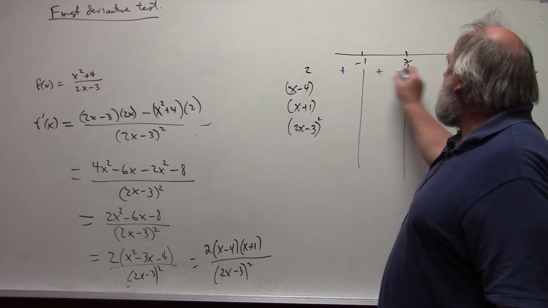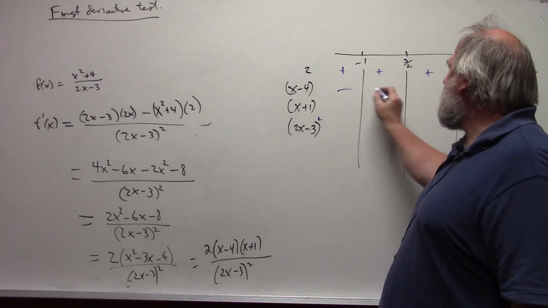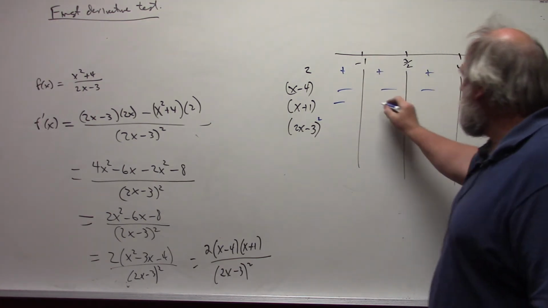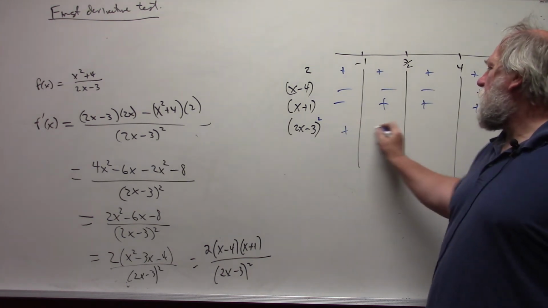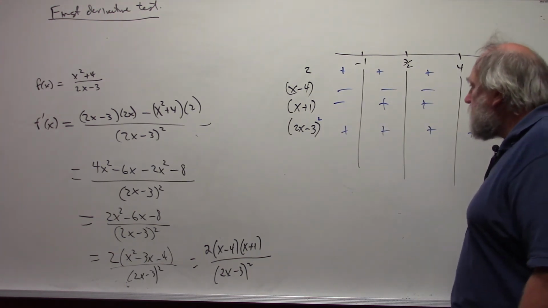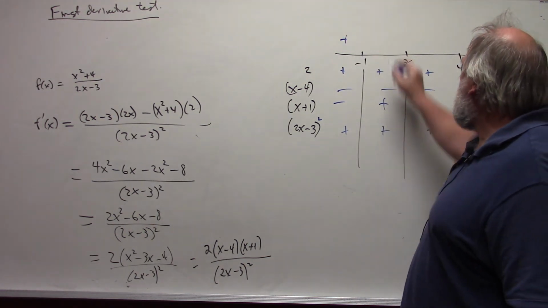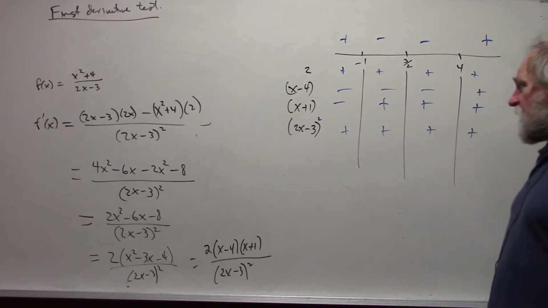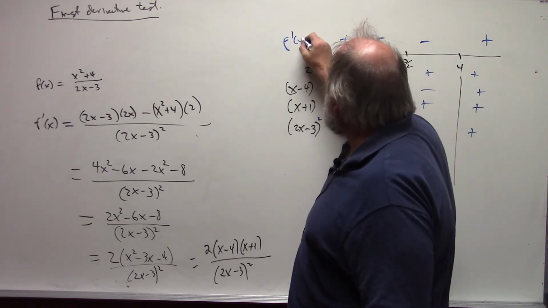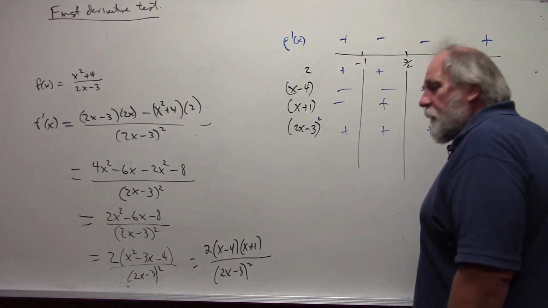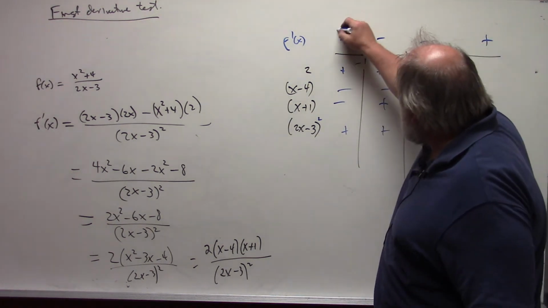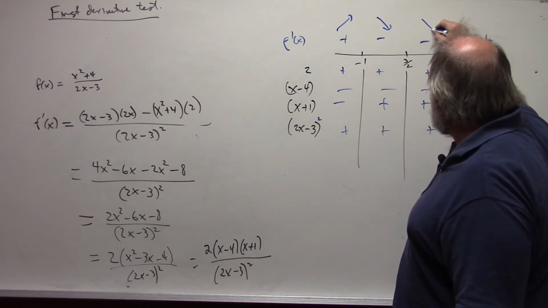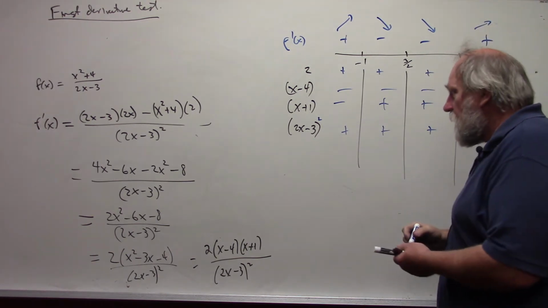In this case, because I have nice factors, this should be squared. 2 is always positive. X minus 4 is negative until you reach 4 and then becomes positive. X plus 1 is negative until you reach -1. The square is positive in each of these regions. Overall, that gives me positive, negative, negative, positive, which means, again, this is the derivative. So like in the graph example, this means my graph is increasing, decreasing, decreasing, increasing.